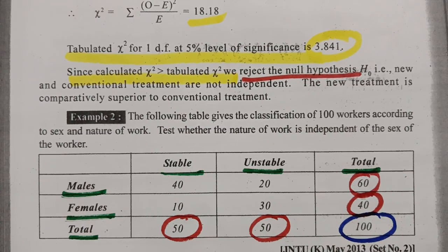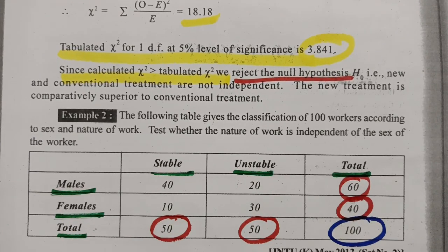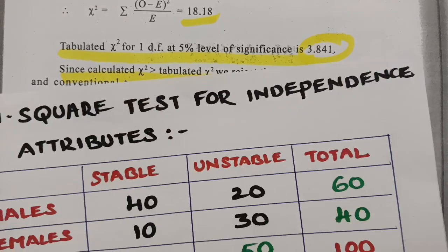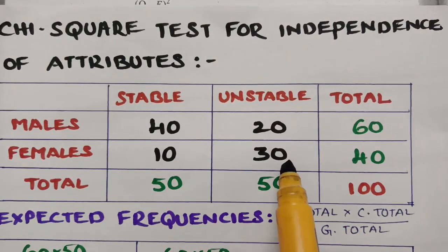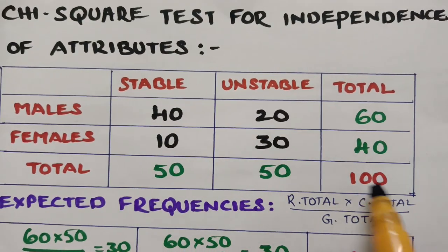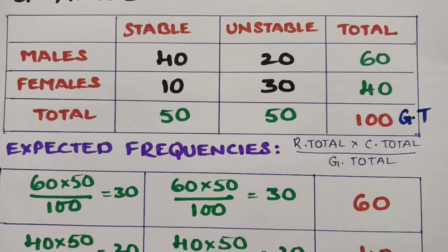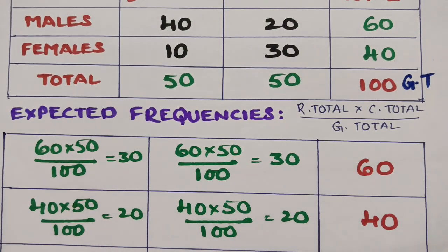So here we have to take 5 steps. We have to calculate the expected values also. So here 40, 20, 10, 30. These are stable, unstable, this is total, and this one is the grand total. And see here, we have to find the expected frequency.